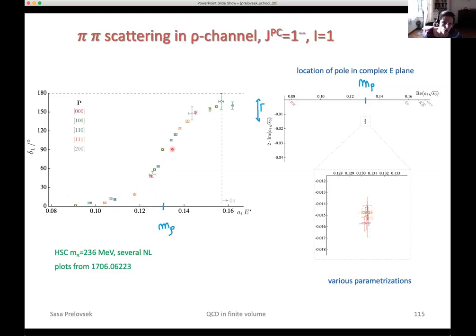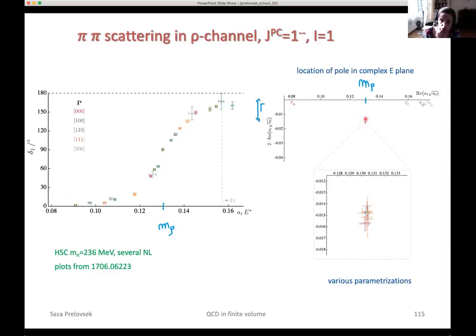Okay, from this resonant phase shift, you can extract the scattering amplitude. And by continuing the scattering amplitude to the complex energy plane, you can also extract at which complex energy the scattering amplitude has a pole. And it has a pole at this complex energy. So basically, if you remember some lectures ago, the pole will be at the position where the real component will be the mass, you see, 0.13 again in these units. This is the mass. And this distance will be gamma.